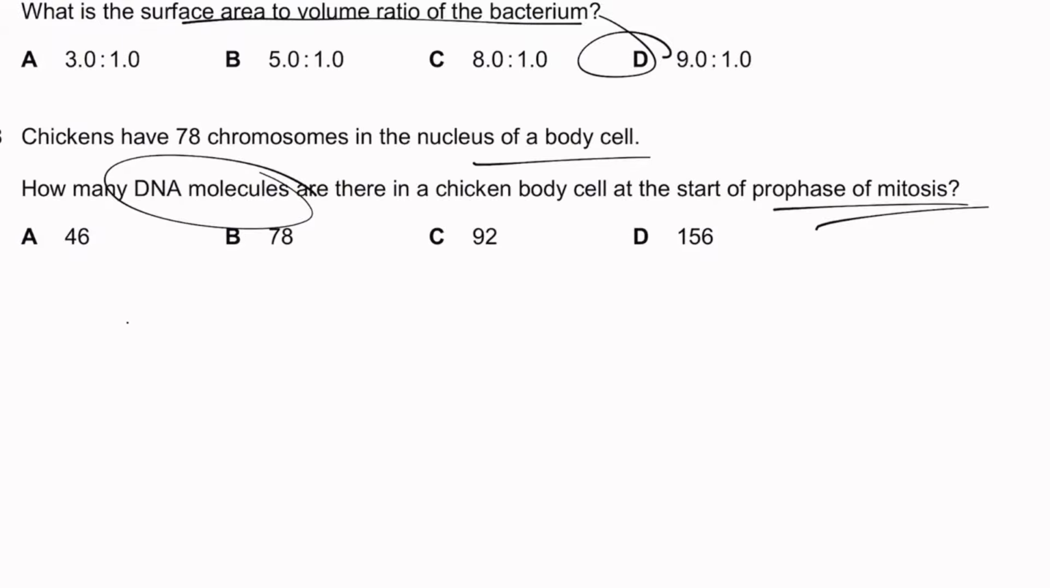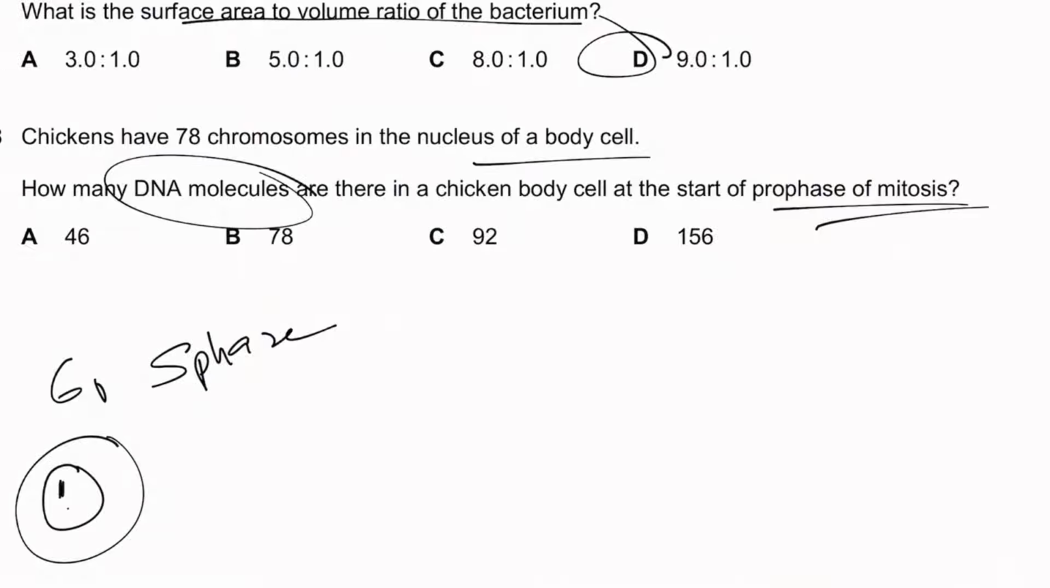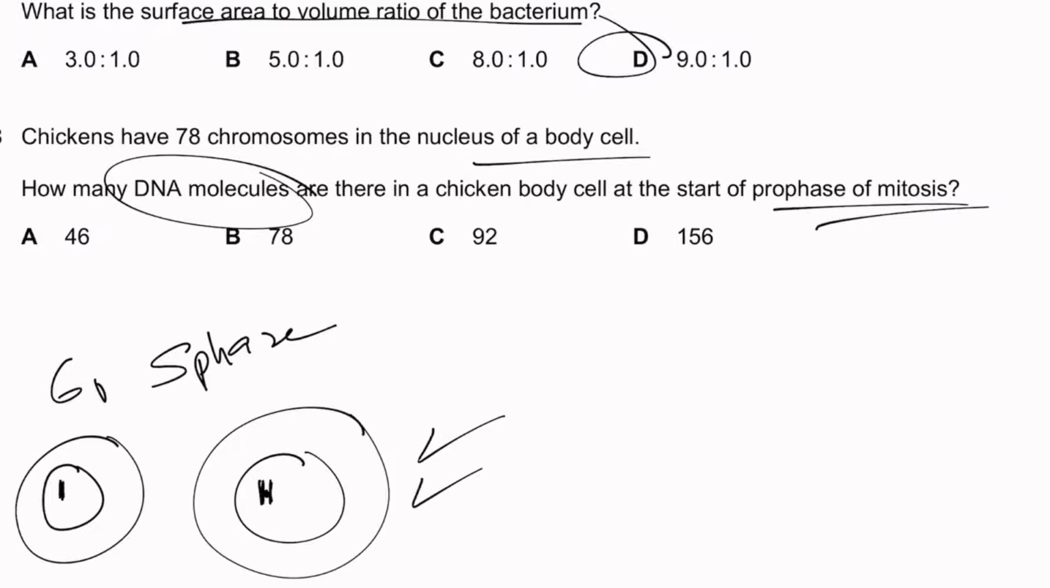During the S phase, there's going to be replication. During G1, we just had cells with a nucleus with a chromosome with a single chromatid. After the S phase, we had a single chromosome but with 2 chromatids joined together at the centromere. And then at the start of prophase, it's going to be the same as after S phase, so it's going to be twice as much, 78 times 2, and that's going to be 156.